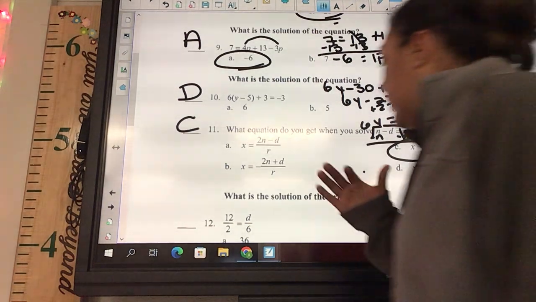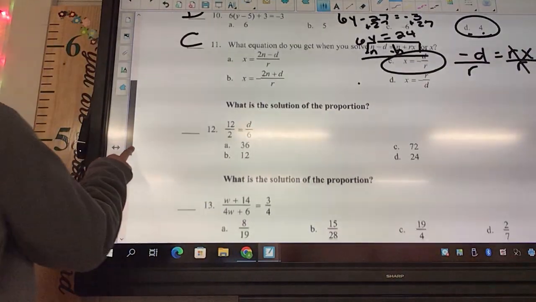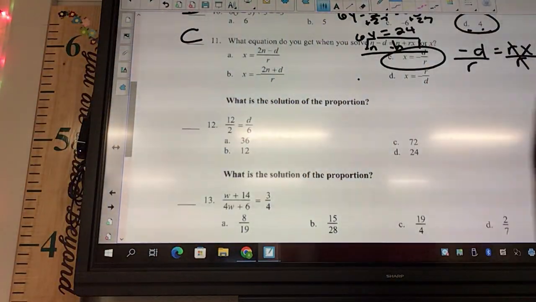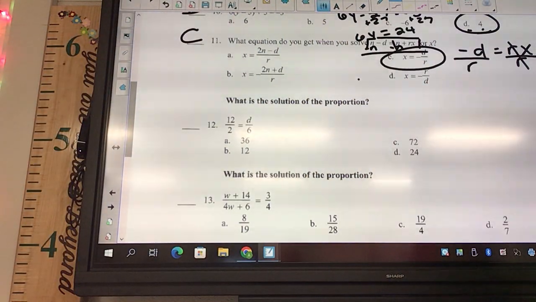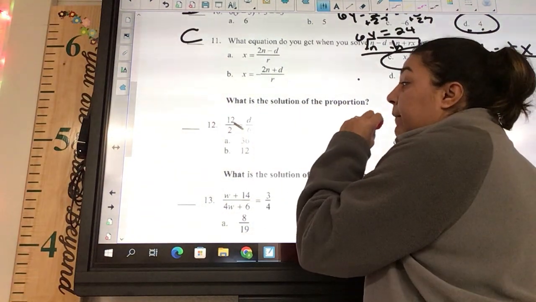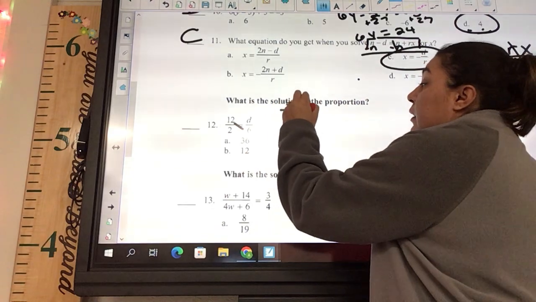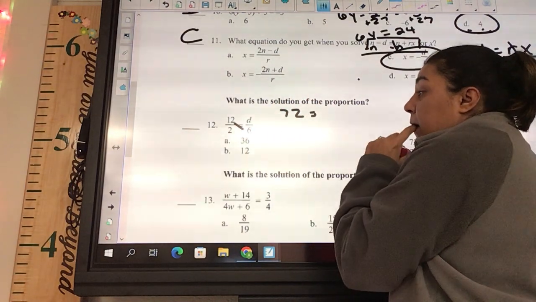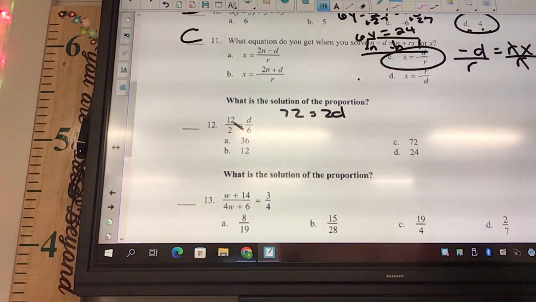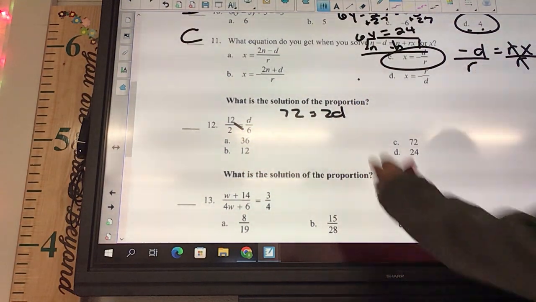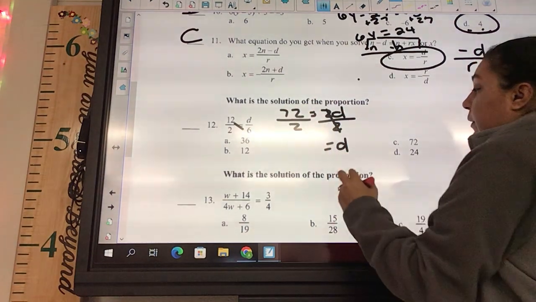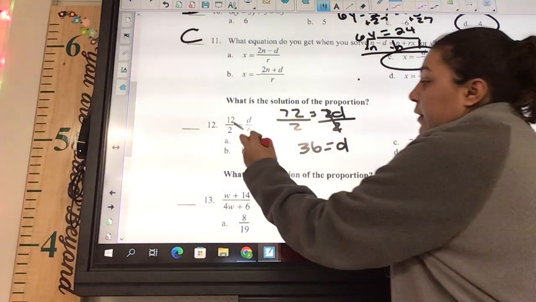Number 12. What is the solution of the proportion? What do you do with proportions? You have to do that butterfly thing, so cross multiply and divide. 12 times 6 is 72, equals 2D. Then divide by 2. What are you going to get? 36, which is A.